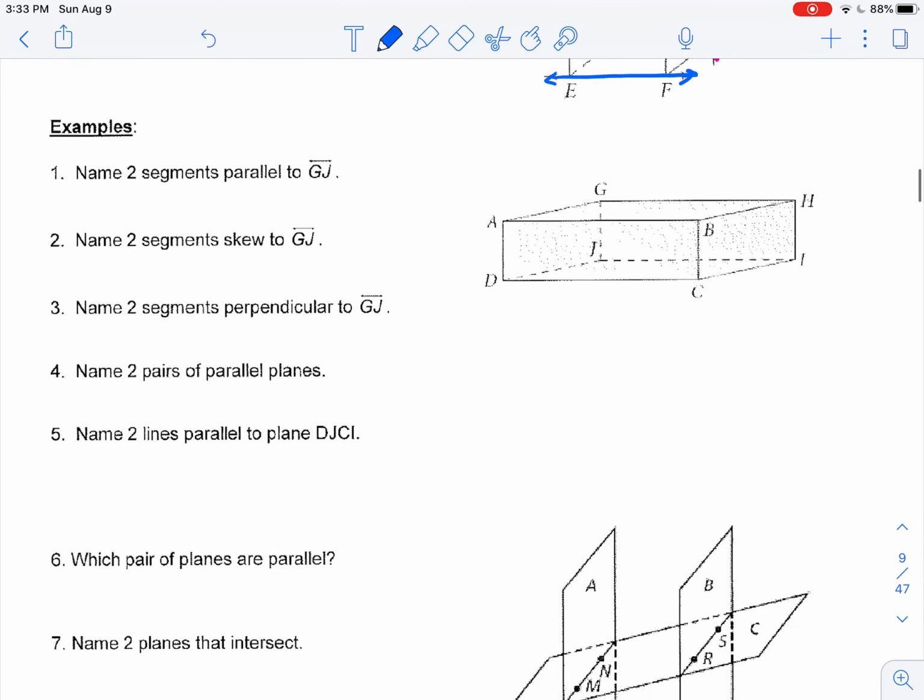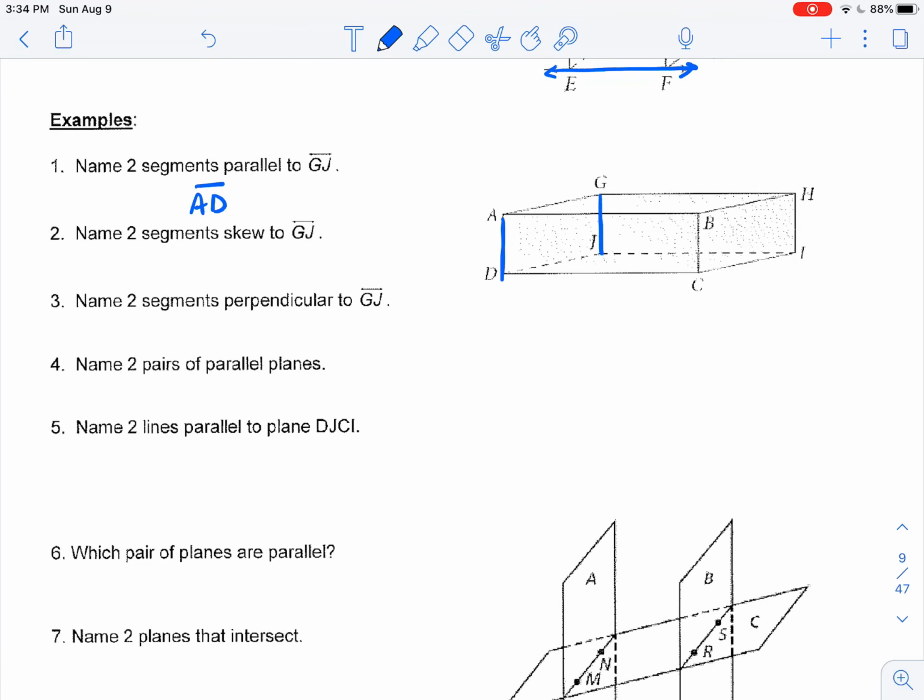Okay, let's go through some examples. Name 2 segments parallel to GJ. So GJ is in this back corner of this prism, and if we want to be parallel, we can identify, let's see, how about AD? Or HI.